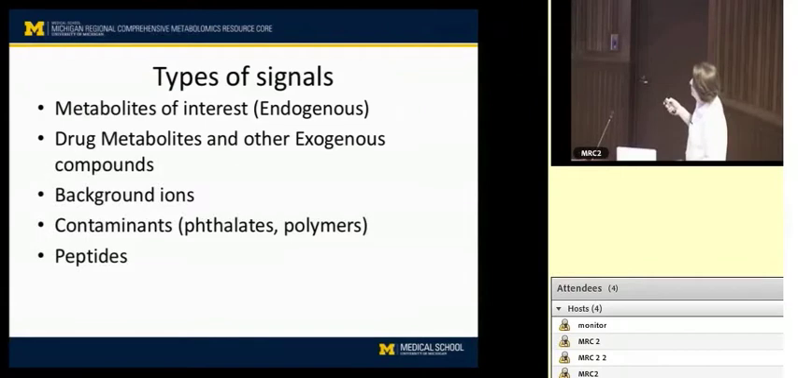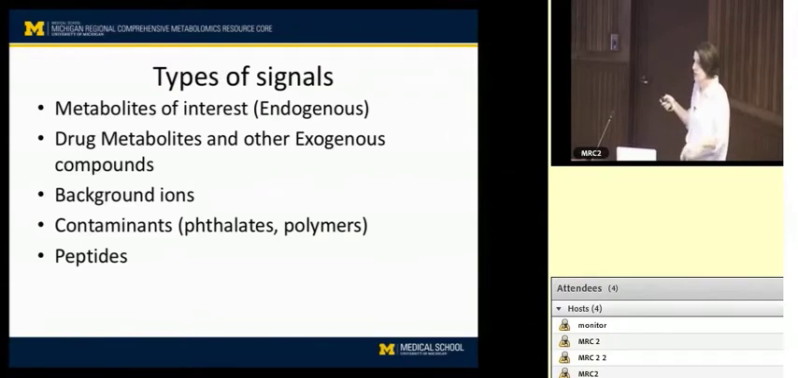Background ions, which are the ones that I said we keep a list of, these known unknowns that we're going to start to try to subtract from the data just to get rid of. And then contaminants that you believe arise from sample prep at any point.